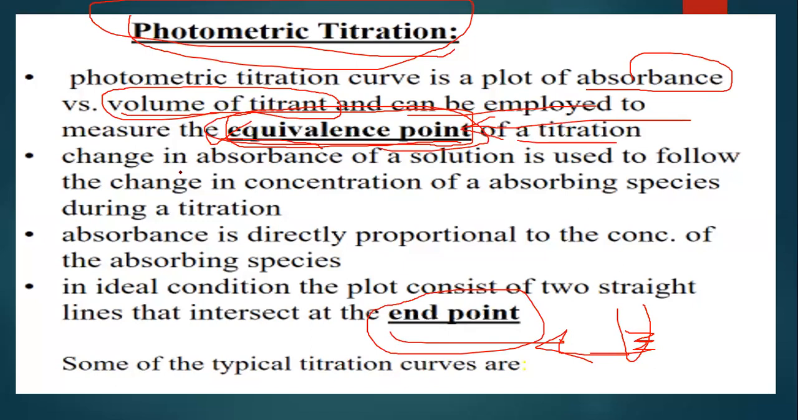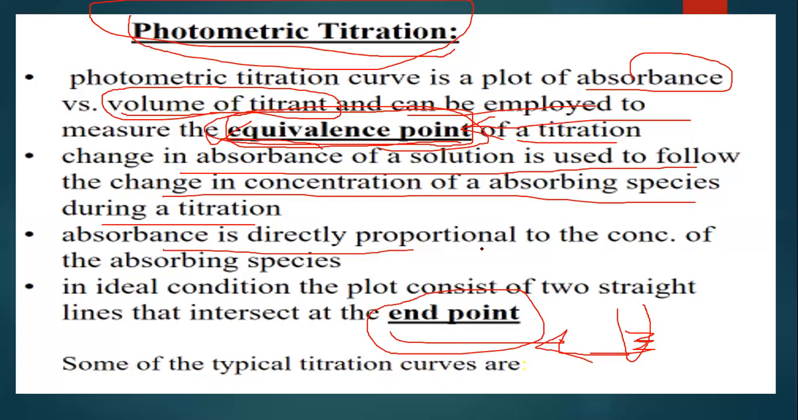Change in absorbance of a solution is used to follow the change in concentration of absorbing species during the titration. Absorbance is directly proportional to the concentration of the absorbing species. In that solution, if there is any other color in the water besides your substance, you can measure its concentration directly with the help of this.